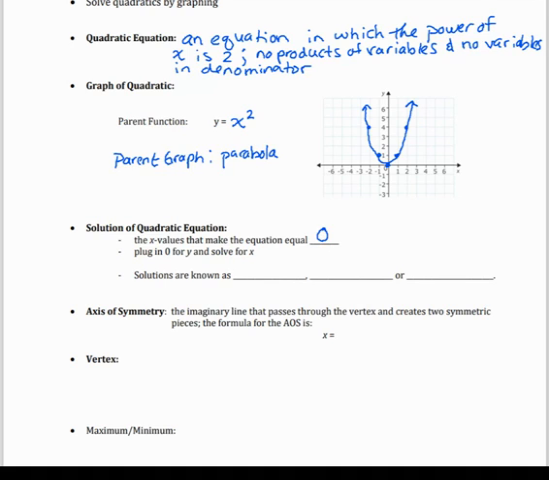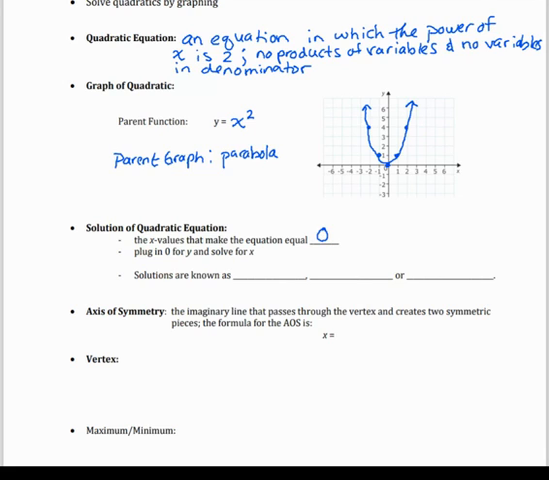We can solve quadratic equations in numerous ways. And our first way is going to be solving by graphing. We will then look at solving by factoring, the quadratic formula, completing the square, and so forth. But today we'll focus on solving by graphing. So what we're looking for is when that y value is 0.